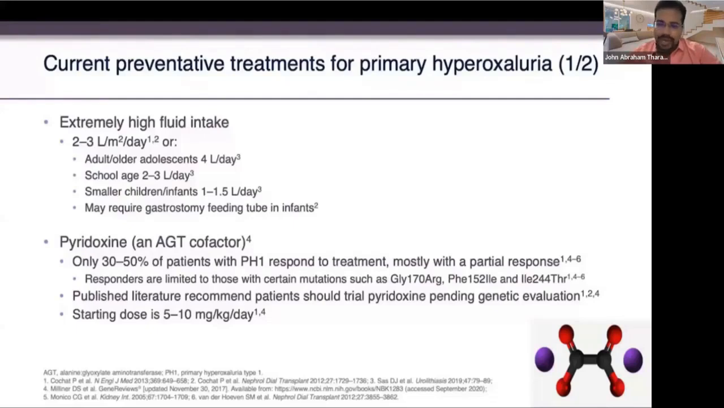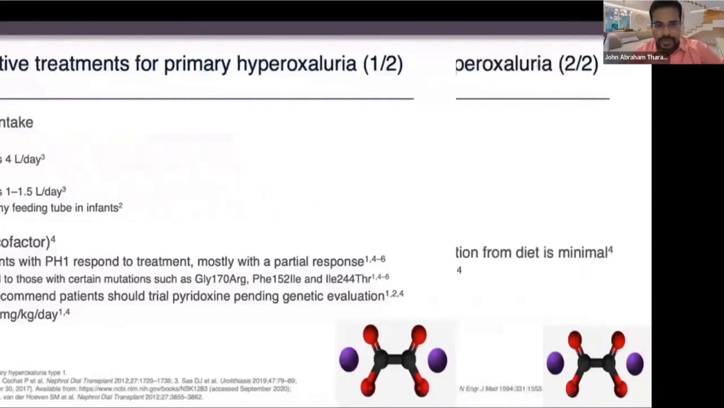If the patient has not had a positive response to pyridoxine after 4 to 6 weeks, the dose can be titrated up to a maximum dose of 20 milligrams per kilogram per day. And the medication is discontinued if there is no significant decrease in the urine oxalate excretion. So a 30% reduction is expected with pyridoxine for a positive response.